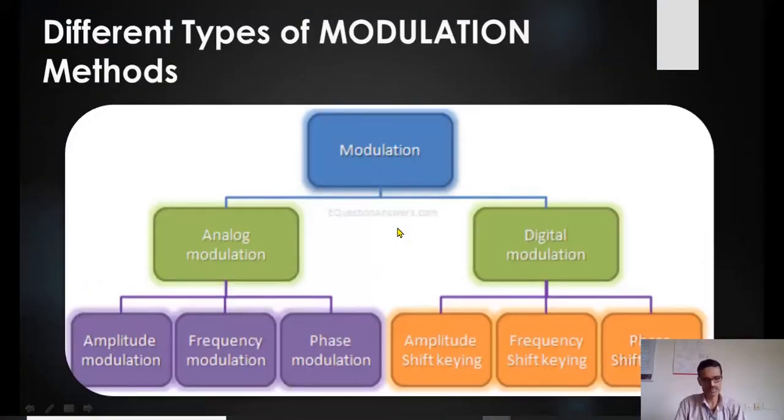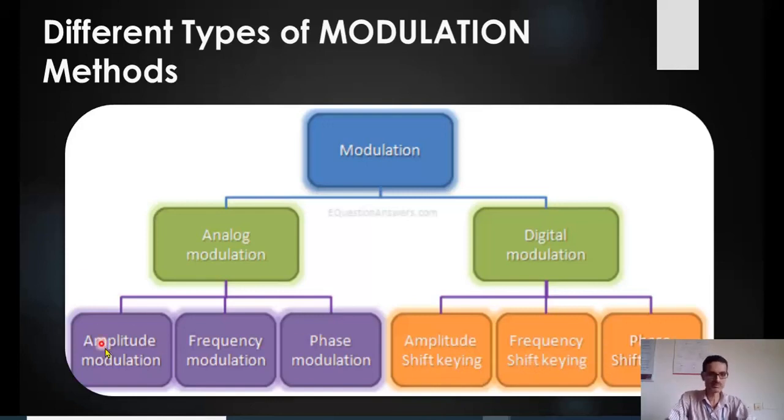So till now I explained why we need modulation. Now we will see what are the different types of modulation techniques used in general. We can classify them into two types. One is analog modulation, the other is digital modulation. Under analog modulation, we have amplitude modulation, frequency modulation, and phase modulation. These two can be called together angle modulation. In digital modulation techniques, we have basically three types: amplitude shift keying, frequency shift keying, and phase shift keying.